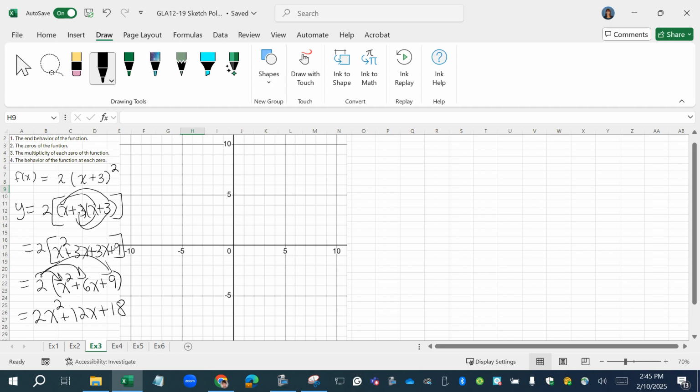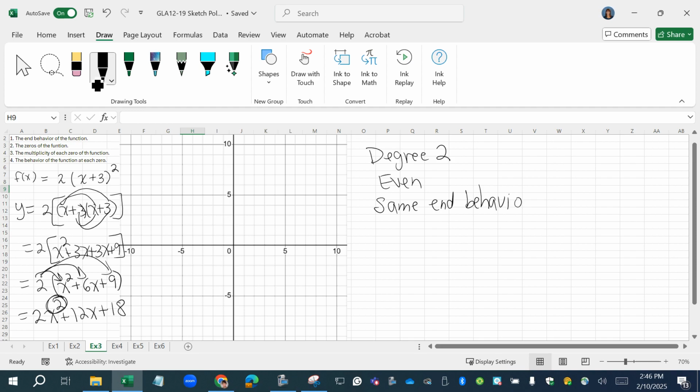Okay. And all that is to see that this is a degree 2 polynomial, which means even, which means same end behavior.